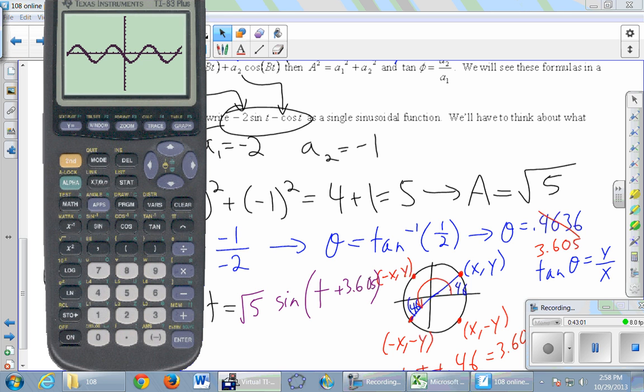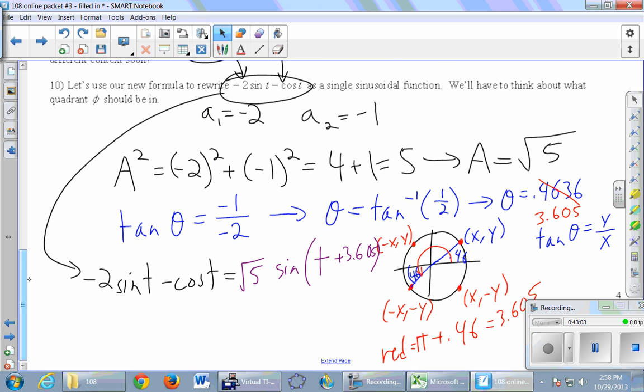Okay, so this is a little bit of a process. Like I said, it's going to stretch your math muscles, but I kind of like it in that we took something that was quite complicated, -2 sine t minus cosine t. We looked at the graph. Surprisingly, it looked like it was just some ordinary periodic sine or cosine function, and then we found it. Turns out that this is exactly √5 sine of t plus 3.605.